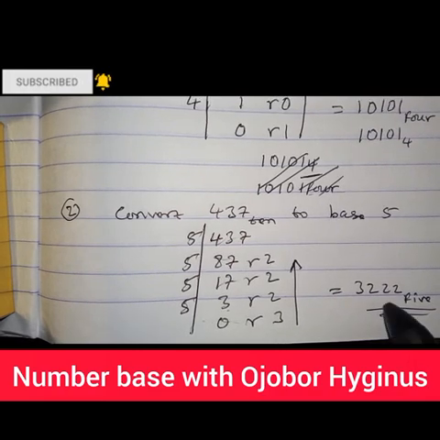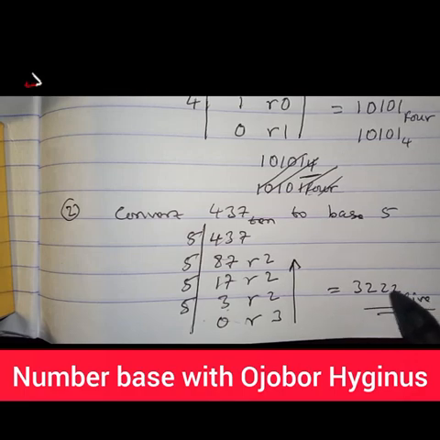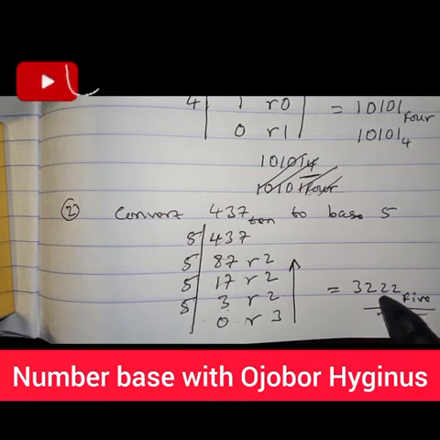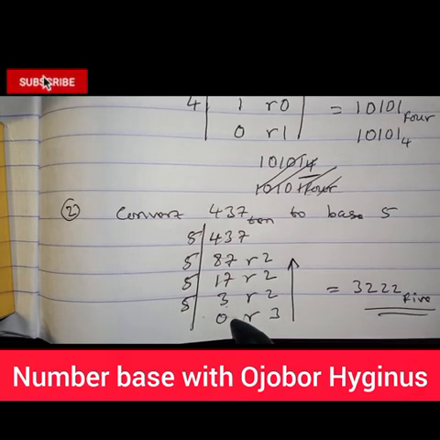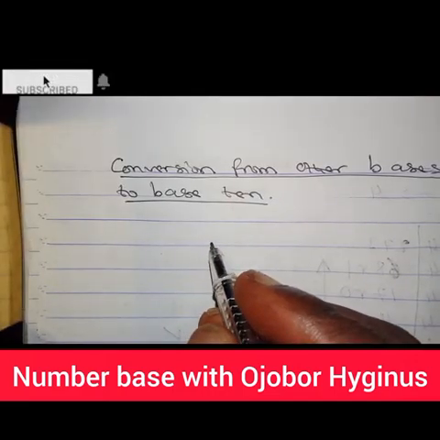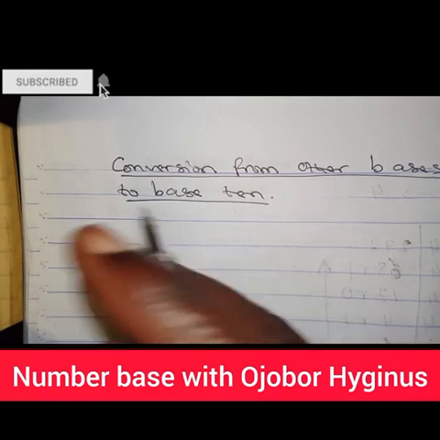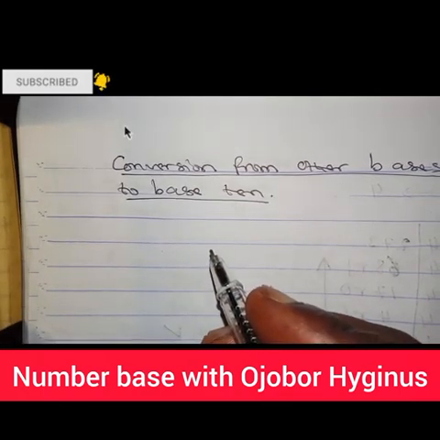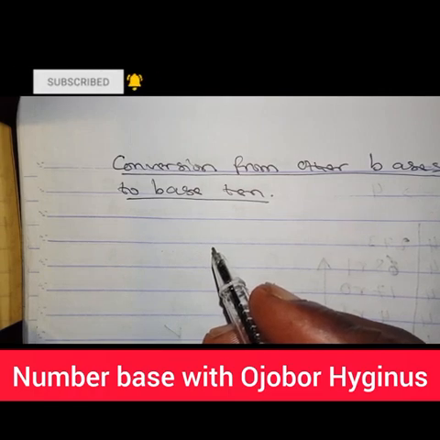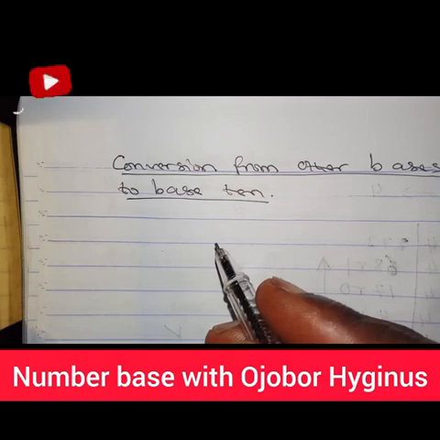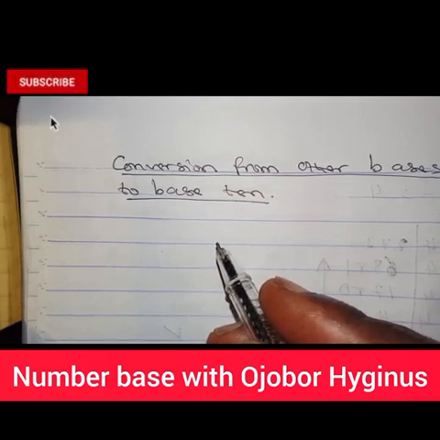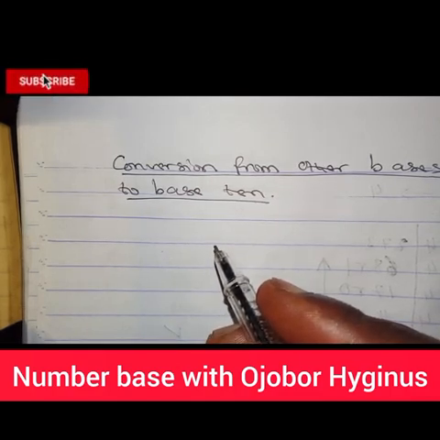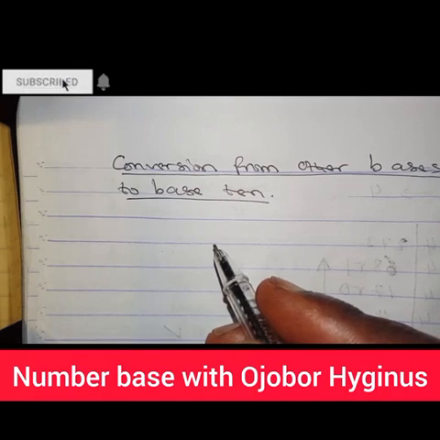You can see that all the digits here, none is equal to or greater than 5 because the base is 5. Let's now look at conversion from other bases to base 10. Conversion from other bases to base 10 is like the converse of what we did in converting from base 10 to other bases. In this one, it involves the process of successive multiplication, not like the other, which is successive division. So let us look at that.